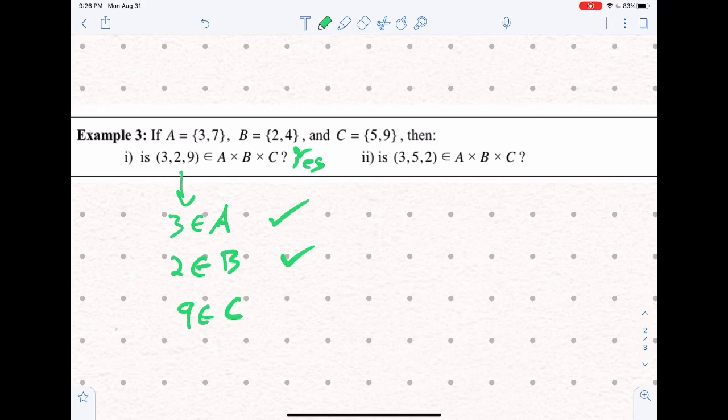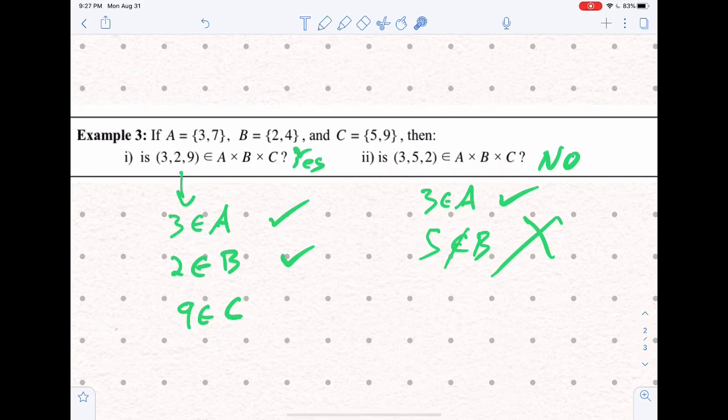Question 2, is (3, 5, 2) in A times B times C? Well, is 3 in A? Yes, it is. Is 5 in B? 5, we would say, is not in B. And that means that the answer to 2 is no. In order for that ordered triple to be a part of that Cartesian product, you would have to have the first in the first set, the second in the second set, and the third in the third set. And once one of them fails, 5 is not a member of that second set B, then we're already done. We don't even have to check the third one.